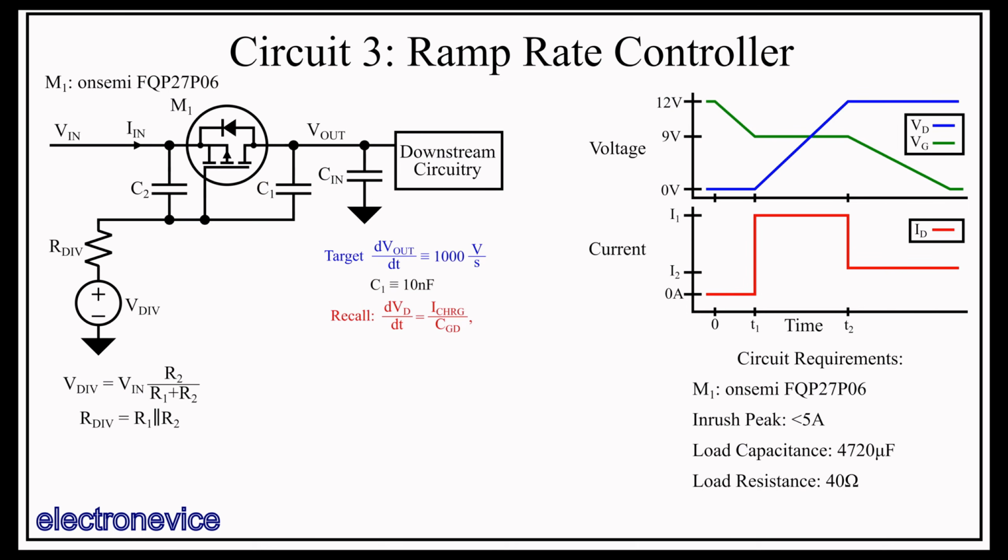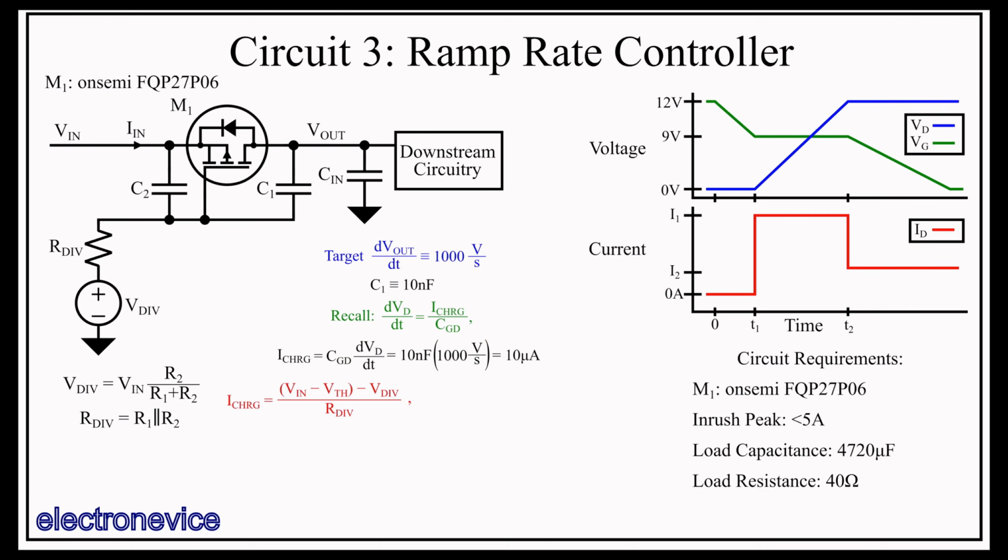Recalling this expression for the slope of the drain voltage rise time, we just rearrange it to solve for charging current. Then we plug in the 1000 volts per second slope we calculated earlier, and the 10 nanofarads C1, and we get a charging current of 10 microamps. Now we need charging voltage. To get that, we take the gate voltage at the plateau, which is just Vin minus the VSG threshold voltage, and subtract that from Vdiv.